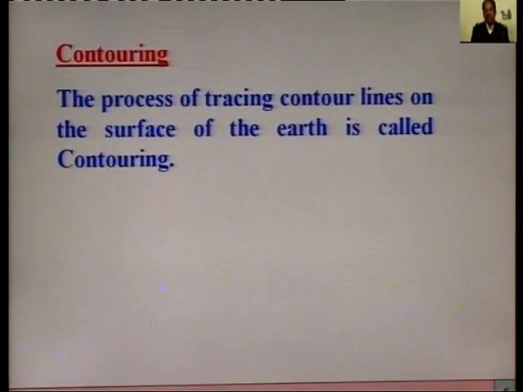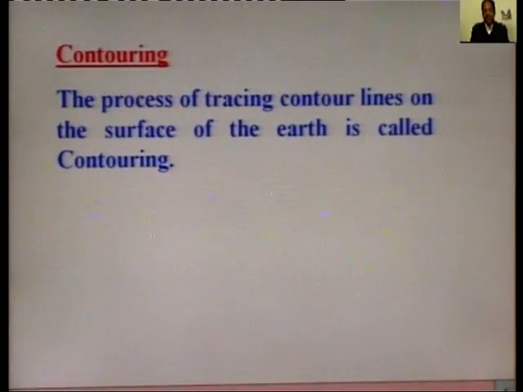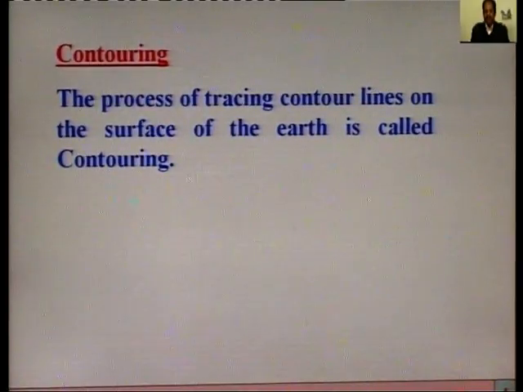Now we come to contouring. You all know the process of tracing contour lines. Tracing means we plot contour lines on the surface of the earth, and this is called contouring. The process of tracing contour lines on the surface of the earth is called contouring. You will understand after a few slides how we do it.